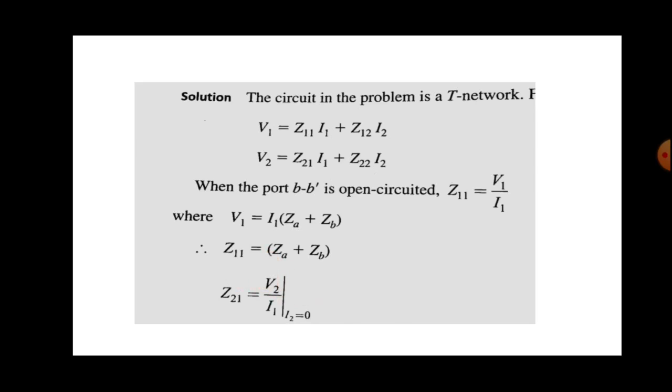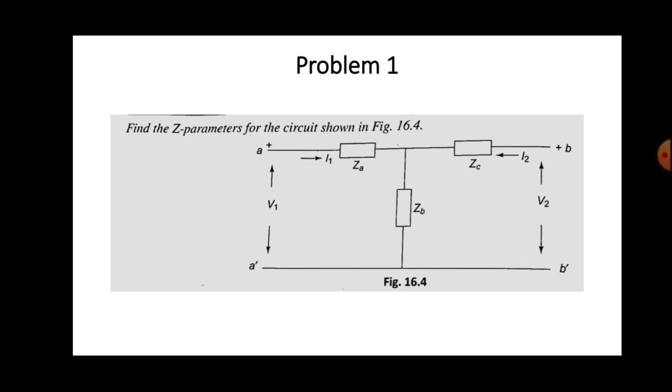So again we can go to the circuit. Here I2 is 0, that means this part is omitted. And we want to find out the V2 value. V2 is the voltage across these terminals. Since there is no current, this part will not be there in the circuit. So V2 will be the voltage across ZB. Here the voltage across points B and B dash will be equal to the voltage across ZB.